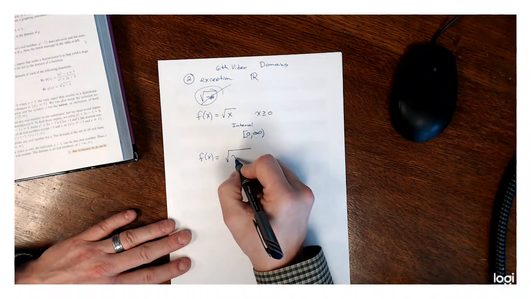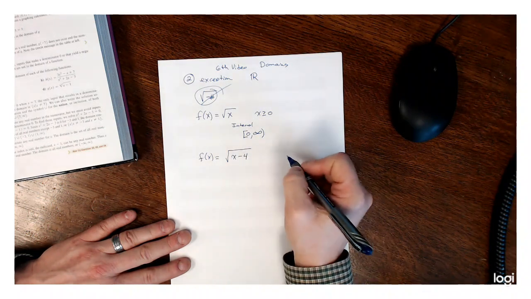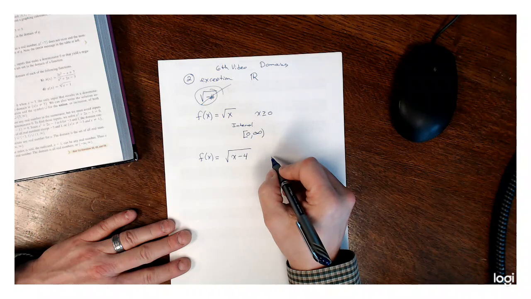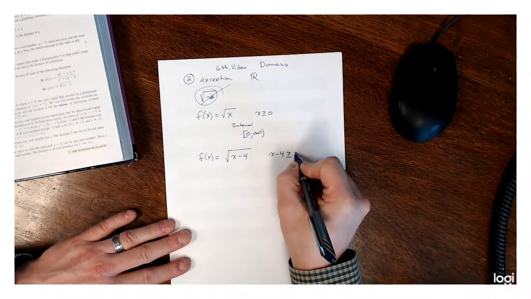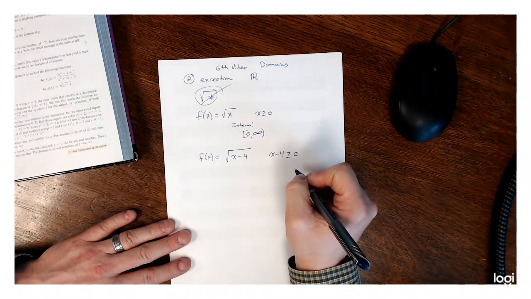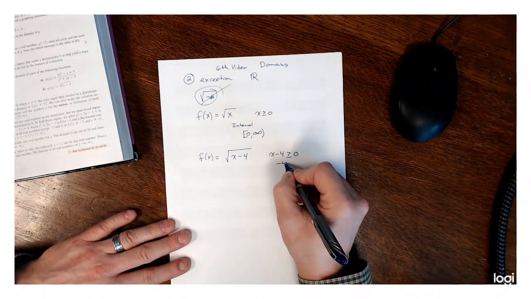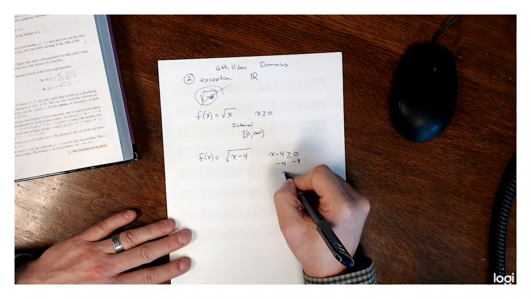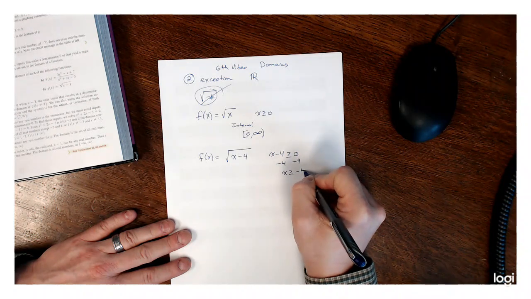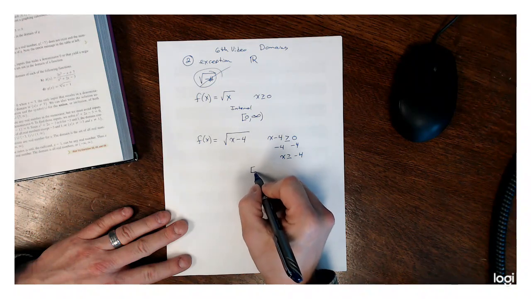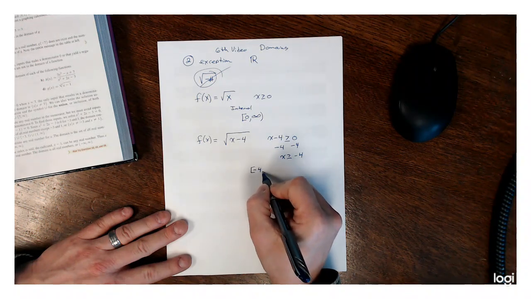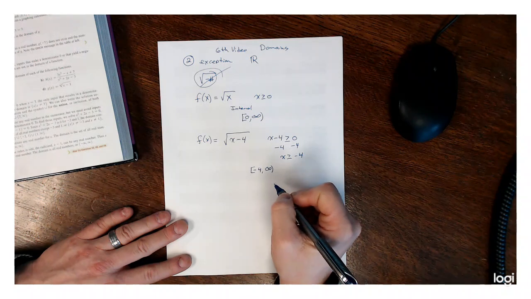Let's say we had x minus 4. We know that the expression x minus 4 has to be greater than or equal to 0. I'm going to take this equation and solve it for x. And this is our domain. In interval notation, I'm just going to go from 4 to positive infinity.